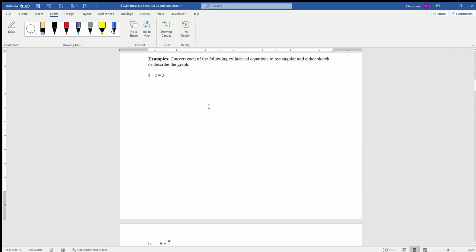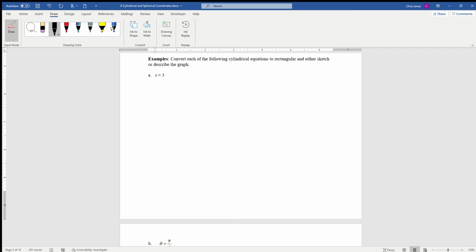We're going to take a look at being able to take these cylindrical equations and convert them into rectangular equations, so that it can make it easier for us to sketch the graphs of these. And they do require some sneaky techniques on occasion, which I'm going to show you. So for instance, we have r equals 3.